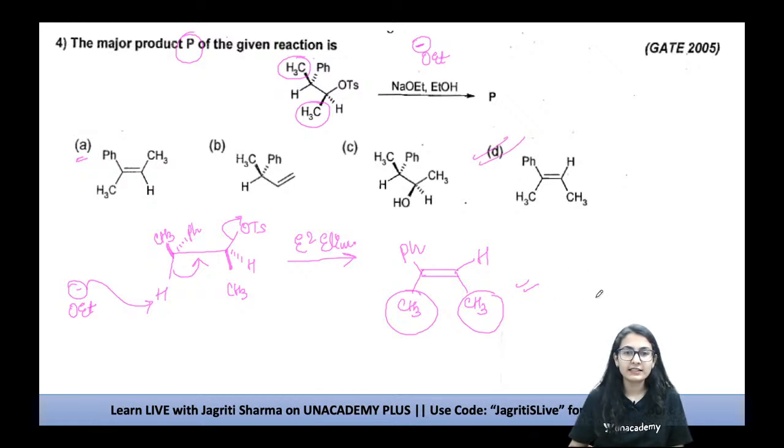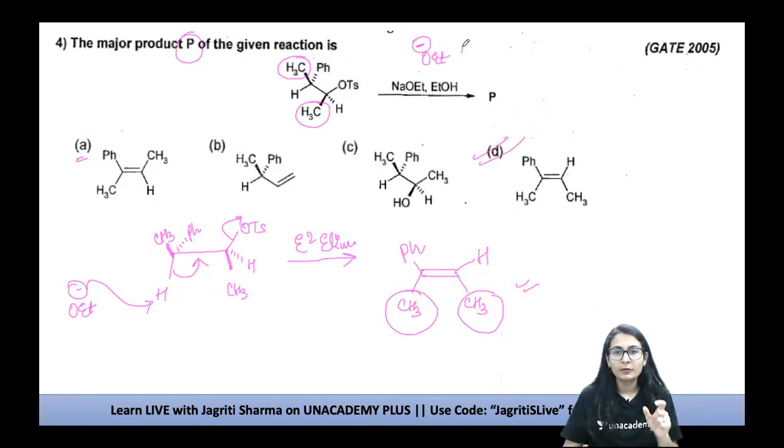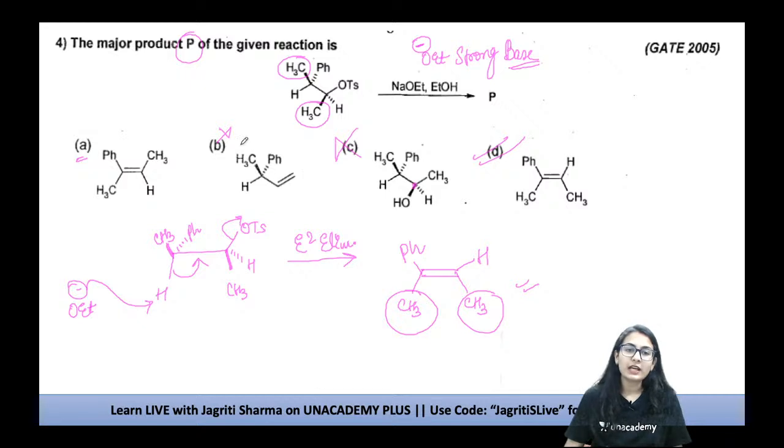Very nicely done guys. And since a strong base is present, we are not having the substitution reaction over here, and neither are we having the Hofmann elimination. Hofmann elimination would happen if we had a bulky base. For example, if we had the tertiary butoxide base, then we could say that it could be the Hofmann elimination, not here. Alright, very good.